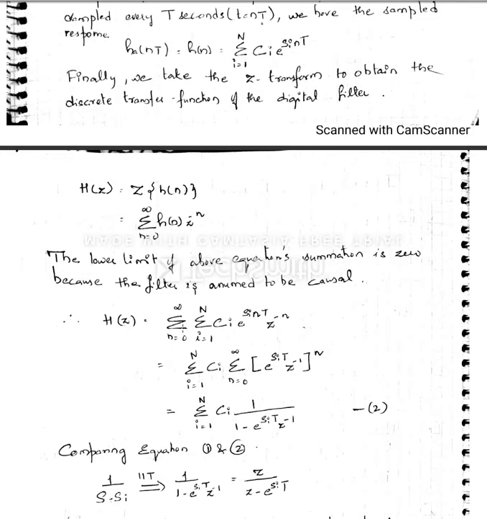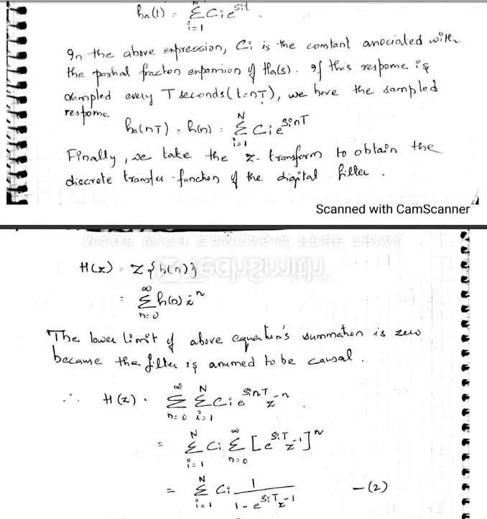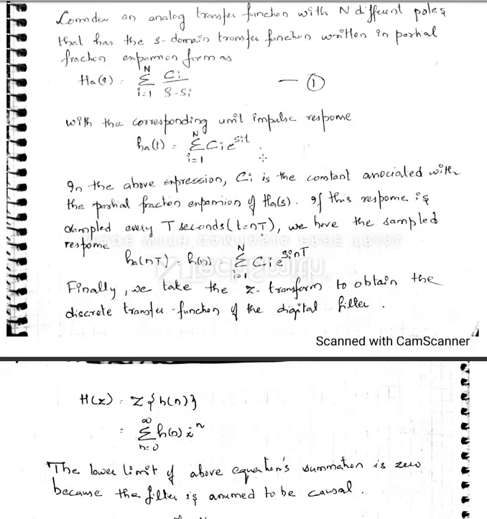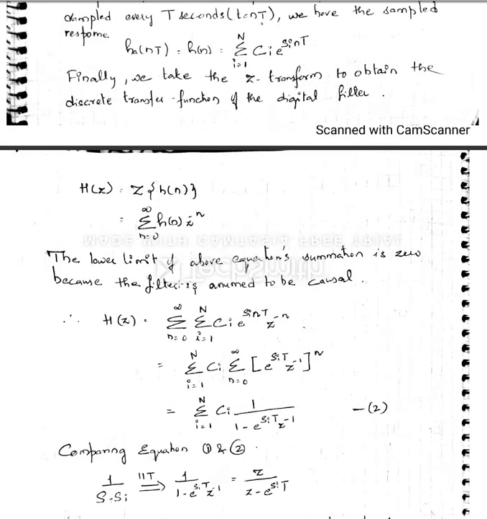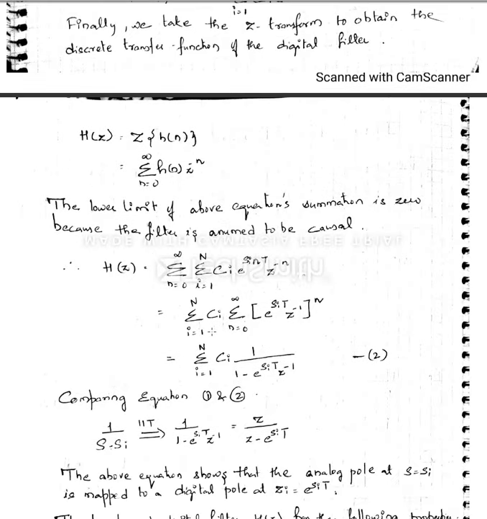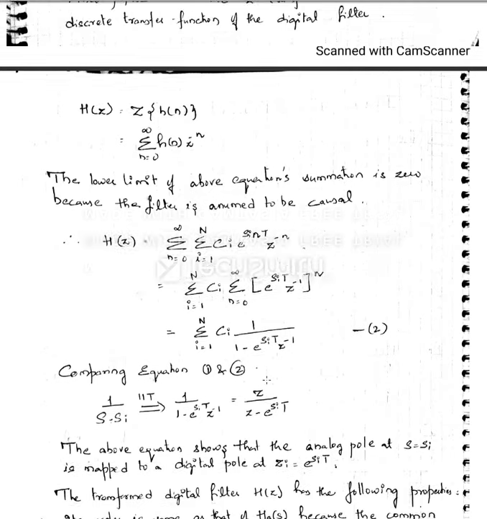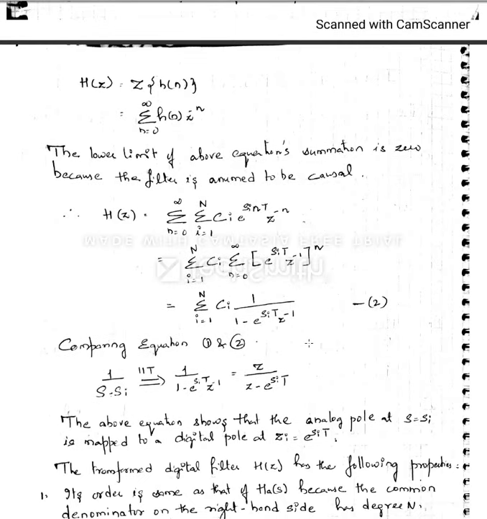Now H of z is equal to summation of n. See, you are comparing these two, that is this particular equation and this, and you are getting your H of z as this. All right, and solving this, you would end up getting summation i equal to 1 to n of ci by 1 minus e to the power si T z inverse.